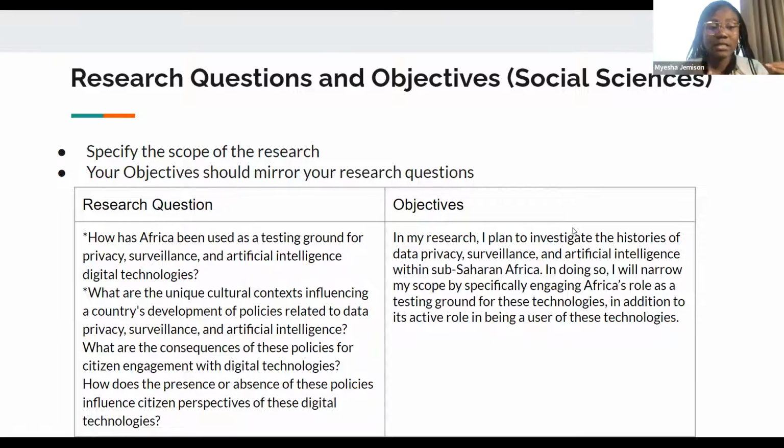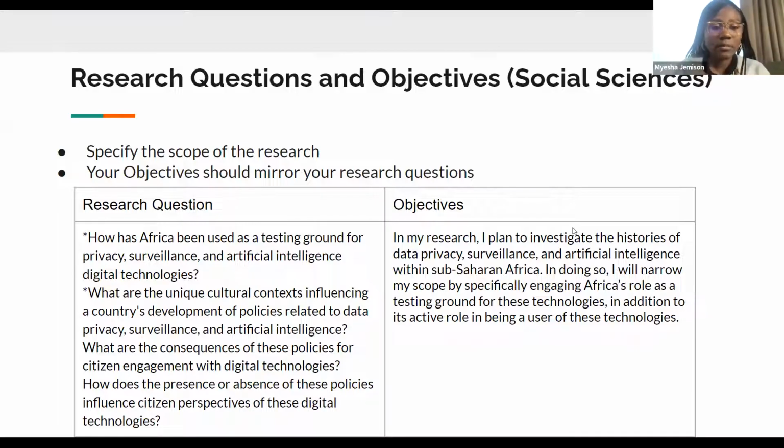And so when you look at this set of questions, which contribute to a larger research question, you can see how you start off from, okay, there's the use of this country as a testing ground. Then there's some cultural context that we'll look at within this country. Then we'll look at the consequences or the implications for those policies. And then we want to understand the absence or presence of these policies on citizen perspectives. So while these are distinct questions, they build on each other, and you need to answer all of them to have a complete picture, if that makes sense.